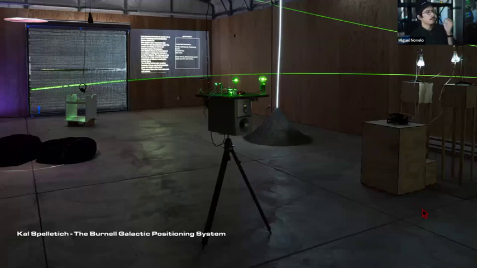Some other pieces were more about the time scale and how we can perceive time differently with different machines or different tools. For example, Carl Speletic with the Bornell Galactic Positioning System. It was a tabletop experiment about this laser that allows us to see time in a different form.